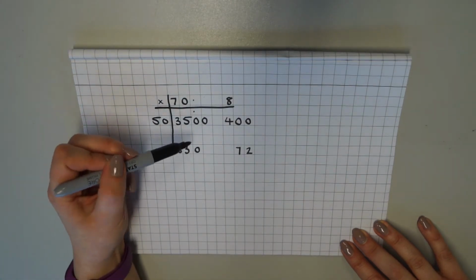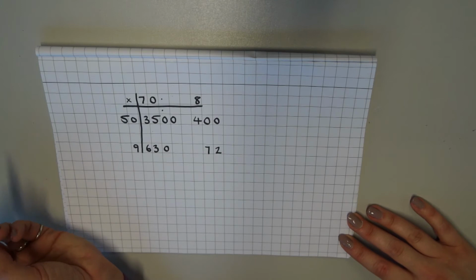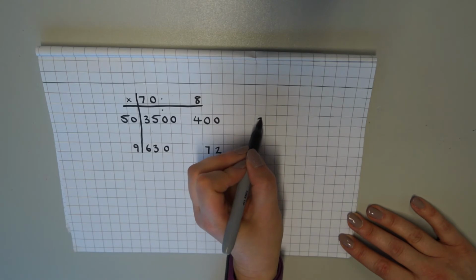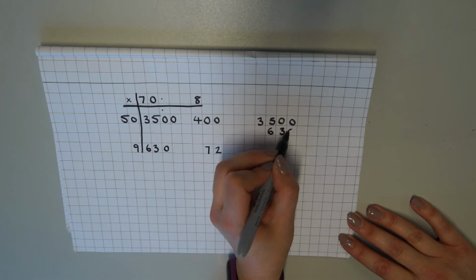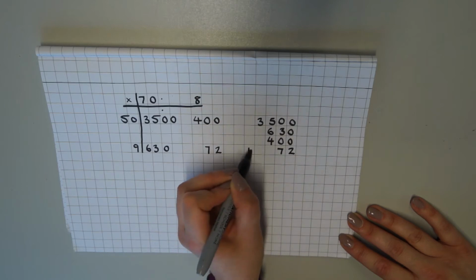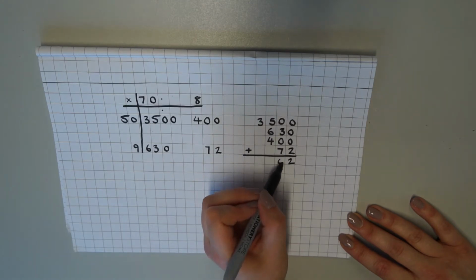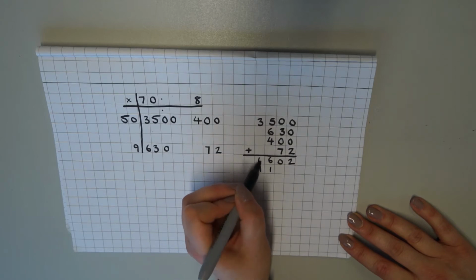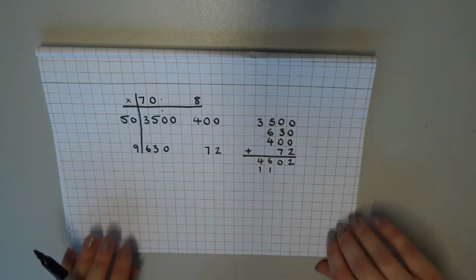I now need to add together all of the numbers that I got in my grid. So I'm going to write them as a column addition next to my calculation, and I'm going to start with the greatest value. 3,500, and then 630, and then 400, and then 72. I'm going to add those together. That gives me 2 here, 10 here, 16 here, and then 4. So my final answer is 4,602 for question 3.